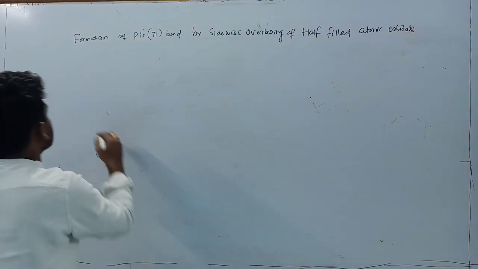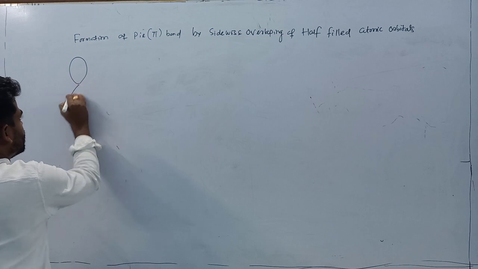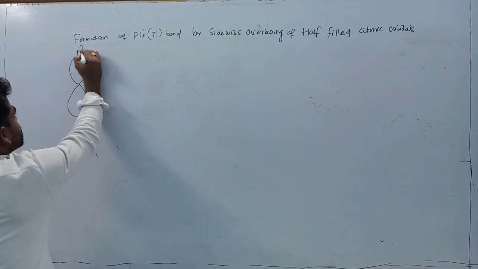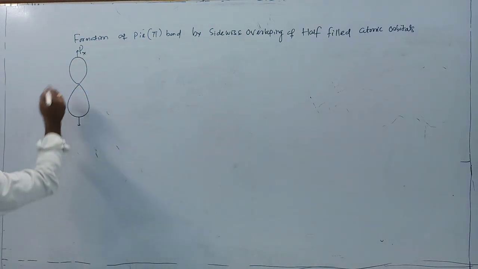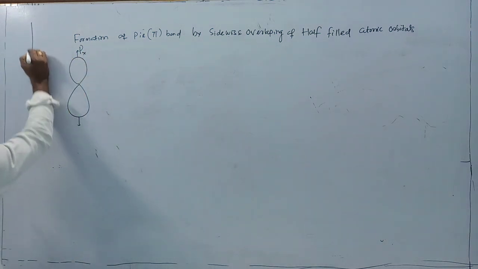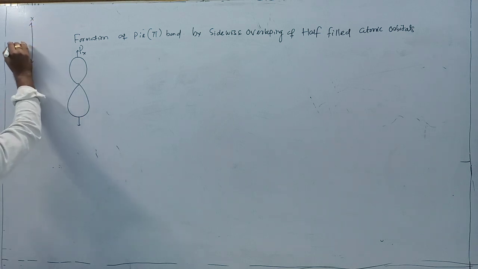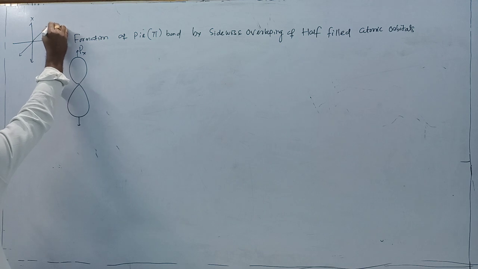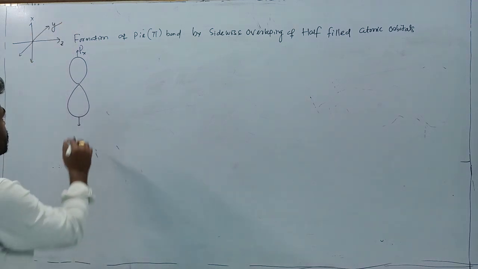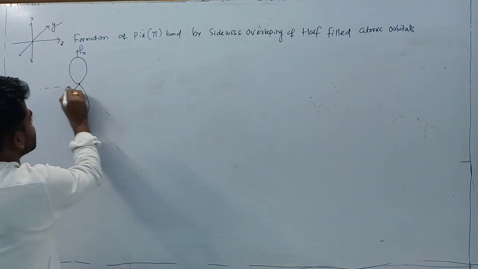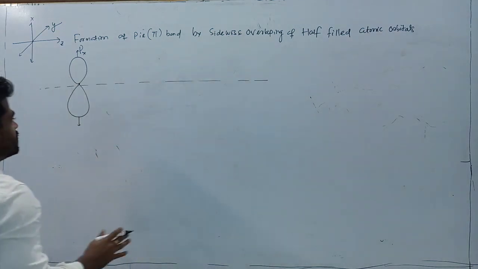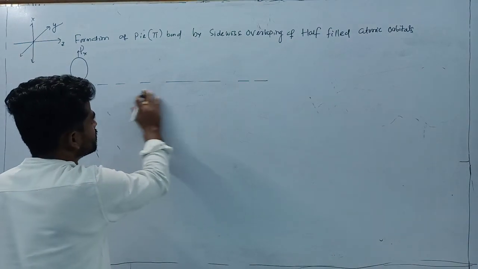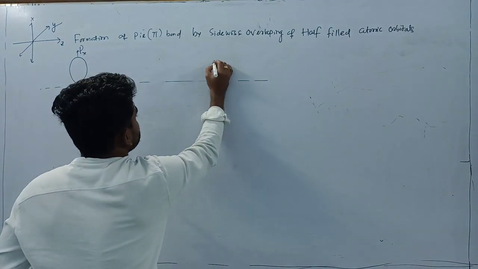Okay, you see, suppose one p orbital is like this, and it is oriented along, let's say, this is the x-axis. I am considering this axis as the x-axis, or you can say this one is the z-axis and this one is your y-axis. Is that clear? So this one is px, and this z-axis is your internuclear axis.